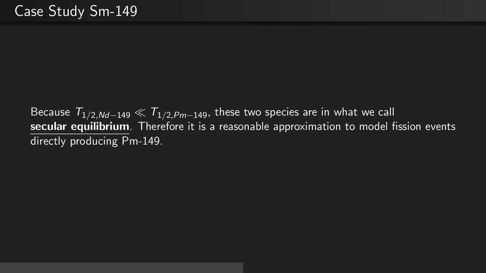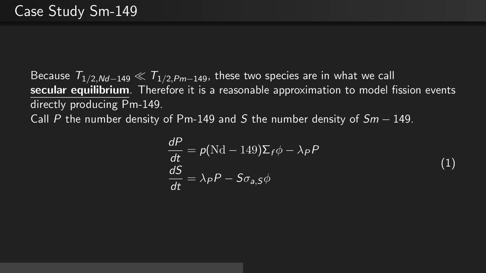Because the half-life of neodymium-149 is much, much less than the half-life of promethium-149, these two species are what we call in secular equilibrium. Therefore, it's a reasonable approximation to model fission events as directly producing promethium-149 rather than producing neodymium-149. Call P the number density of promethium-149 and S the number density of samarium-149. The time rate of change of P is equal to the probability that neodymium-149 is produced from fission times the macroscopic fission cross-section times the flux, minus the probability of decay, lambda_P times P.